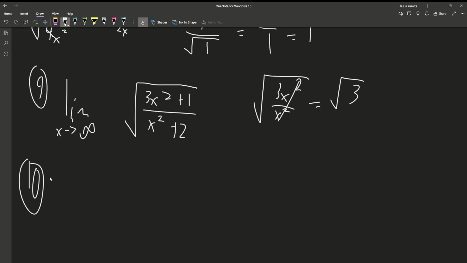Scary looking problem, but it was easy. Hopefully, maybe I was right. x goes to negative infinity. And then we have the square root of 4x squared plus 1 over 2x.